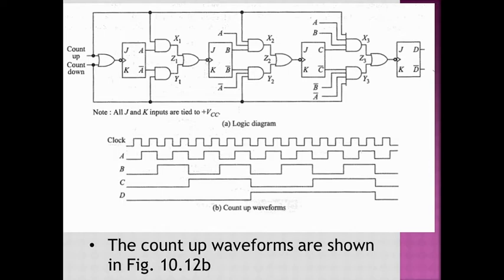So when the negative edge comes, here also you can see that at the clock input there is a bubble and a triangle. It means that all these JK flip-flops are operating on negative edge trigger. That means when the negative edge of the clock pulse hits the flip-flop, the flip-flops are going to toggle. Now here AND-OR networks are also going to be utilized. X1, Y1 are AND gates and Z1 is going to be an OR gate.